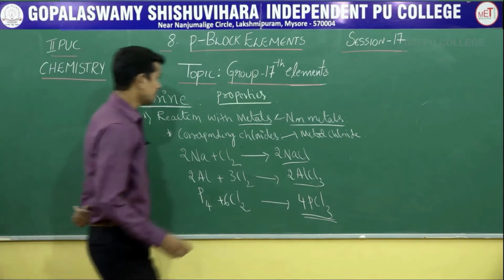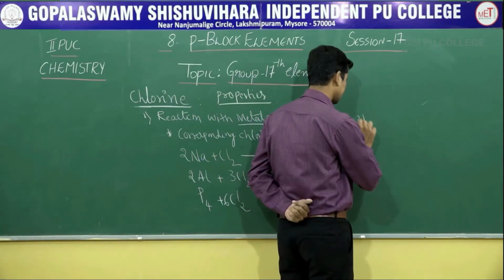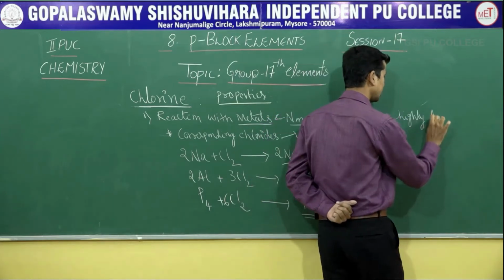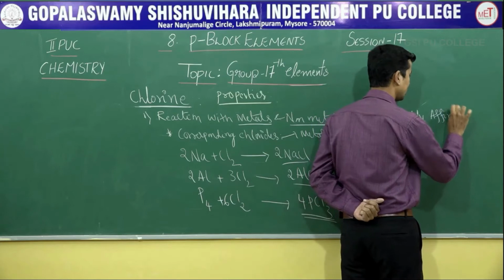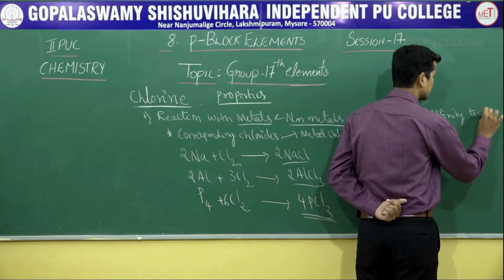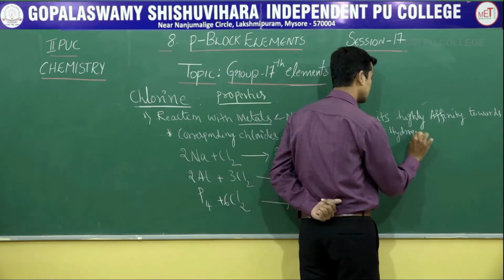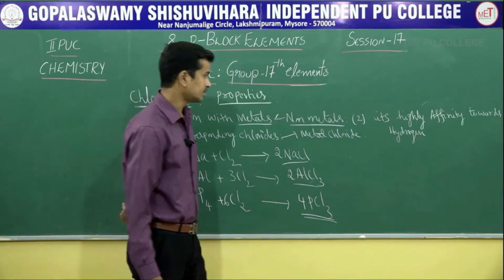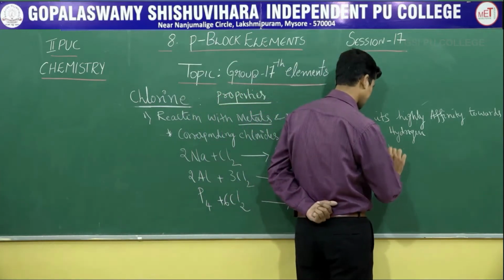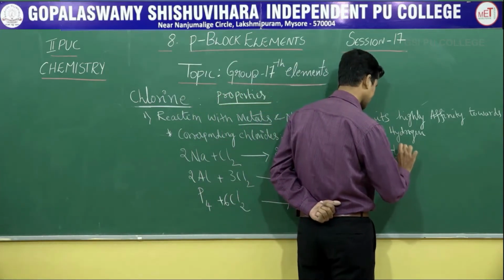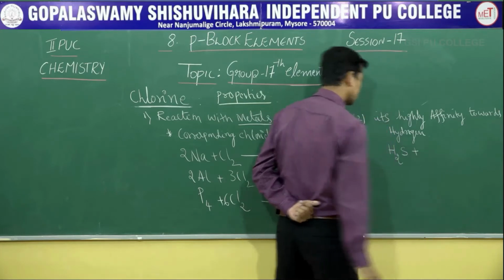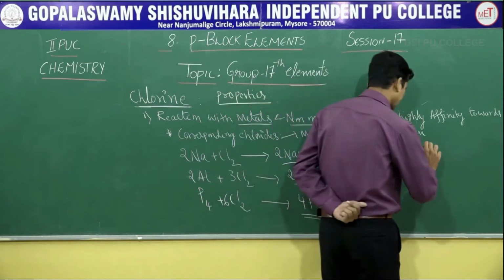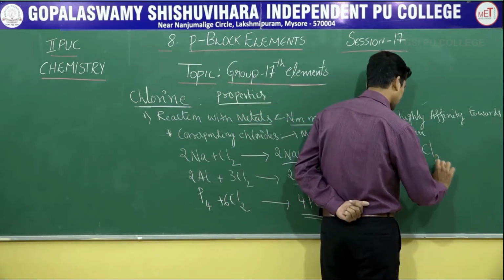Okay, another important property, the second property, is its high affinity, or attraction, towards hydrogen. Suppose H2S, hydrogen sulfide gas, is passed through chlorine gas.